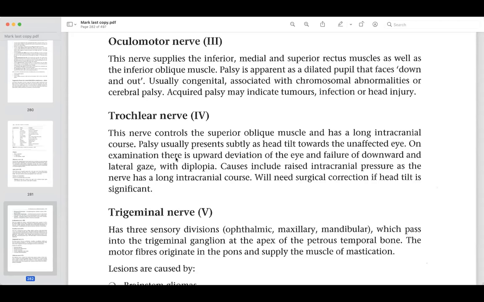Okay. On examination, there is upward deviation. In oculomotor, we saw down and out. Here, there will be upward deviation of the eye and failure of downward and lateral gaze with diplopia. So it will be opposite. Okay. Again, the causes include raised intracranial pressure as the nerve has a long intracranial course. Will need surgical correction if head tilt is significant.